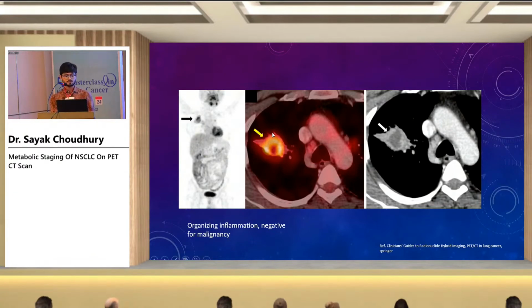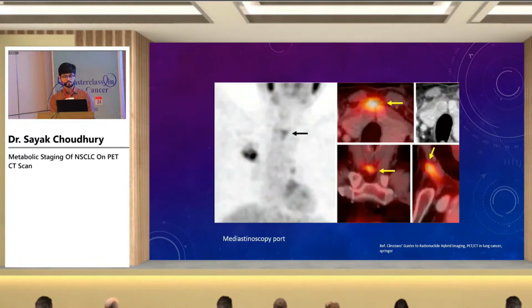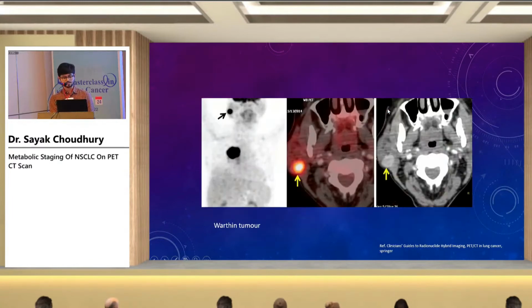And so you can see this mass with liquefactive necrosis and surrounding consolidation. We had initially given it as malignancy, but it came out as organizing inflammation and negative for markers for malignancy. So this is a mediastinoscopy port. This kind of thing, or a chest tube drain, those are also places of inflammation that can be seen. So this is a very nice thing.